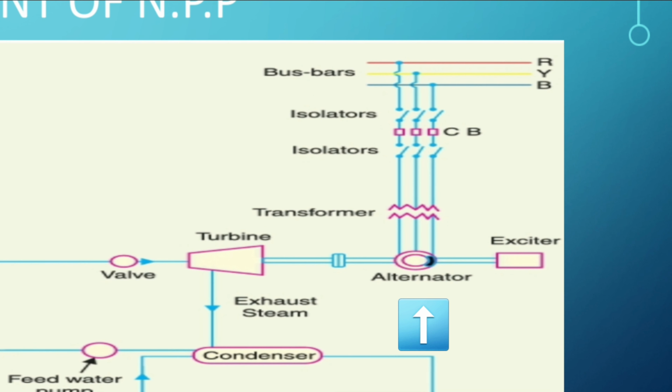Alternator. As in other power plants, usually the turbine is coupled with the alternator. The steam turbine drives the alternator, which converts mechanical energy into electrical energy. The output from the alternator is delivered to the bus bar through transformers, circuit breakers, and isolators.